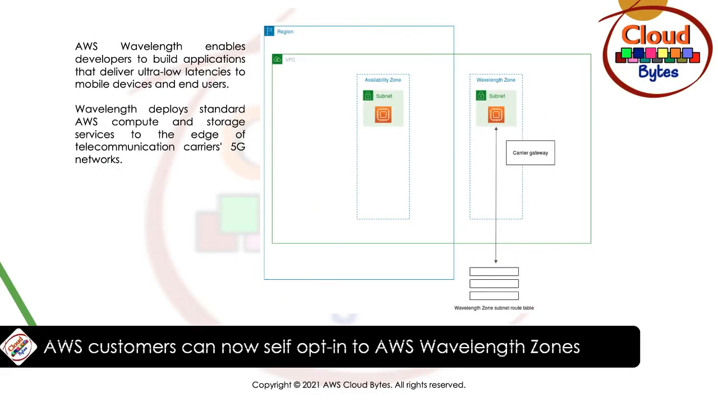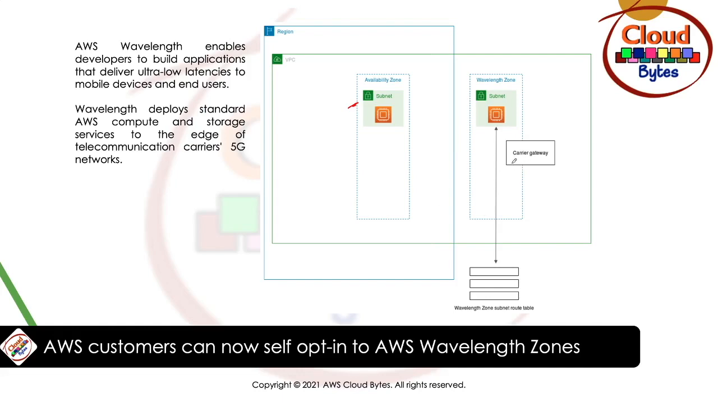The next news is coming on AWS. Customers can now self opt-in to AWS Wavelength Zones. So what exactly is a Wavelength Zone? I have put a picture in for a better understanding. In the picture, you can see there is a region, there is a VPC, and you have AZs. Everybody knows about AZs and subnets. What is a Wavelength Zone? Wavelength actually enables a developer to build applications that can deliver ultra low latency to mobile devices as a consumer over here.